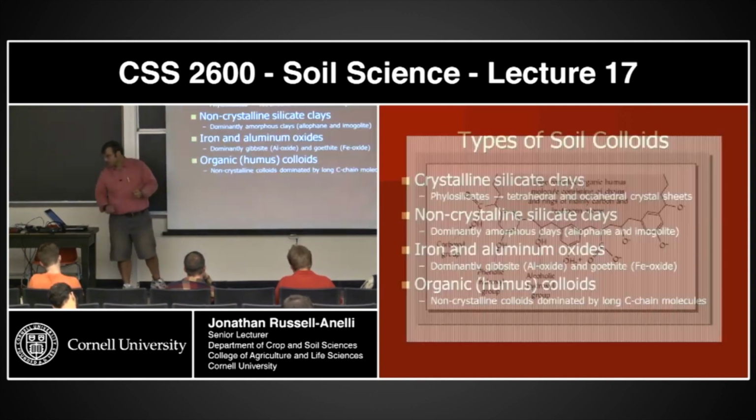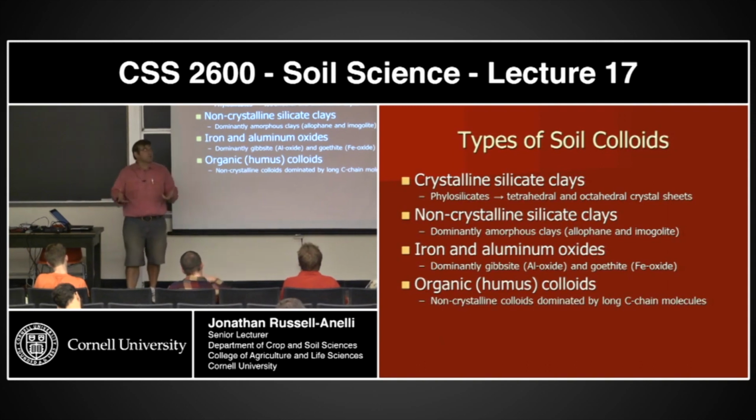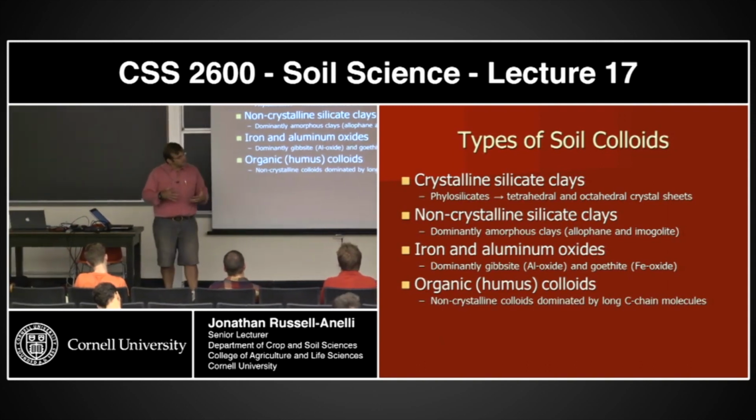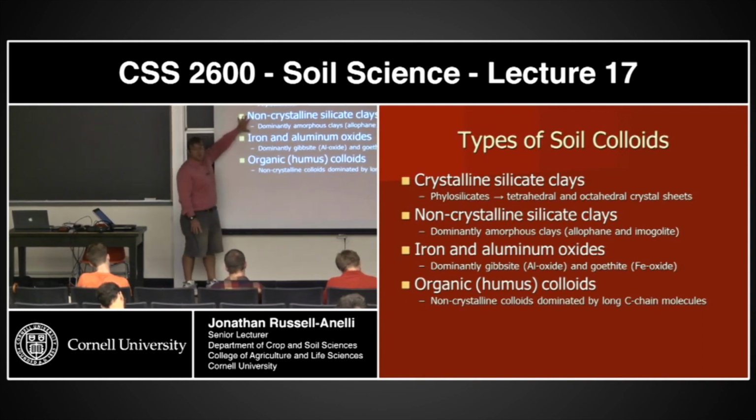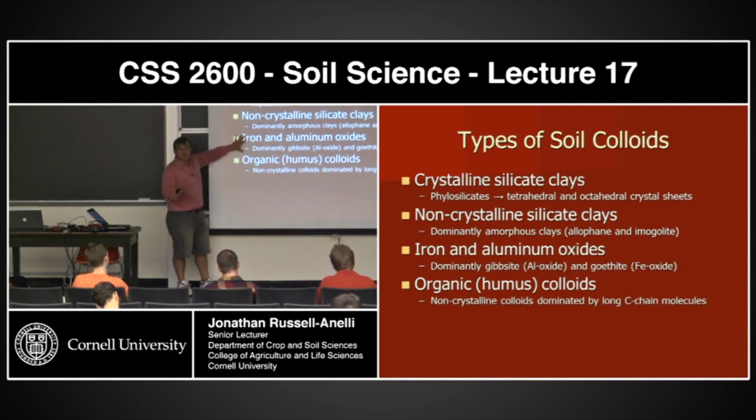Okay. So those are the 4 types of colloids. I keep saying this. The first one is the crystalline phyllosilicates. The second one is those amorphous ones. The third is the sesquioxides, and the last one is the organic.